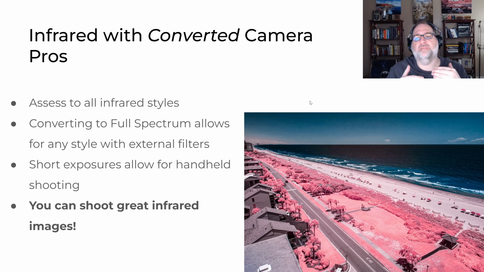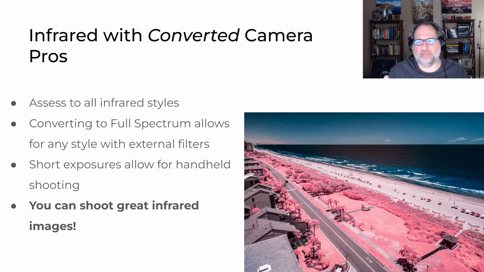So what are some of the pros of using a converted camera? Well, you get access to all the styles available. That's maybe a blessing and a curse, kind of analysis paralysis, too many options, but you do have all of those available to you. You can use any kind of external filter if you go full spectrum, so that gives you even more flexibility. You could add a variety of filters depending on what you're shooting. Because the exposure times are much shorter, you can shoot handheld for just about anything.